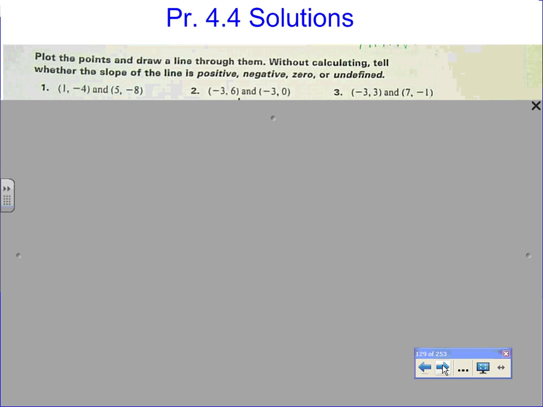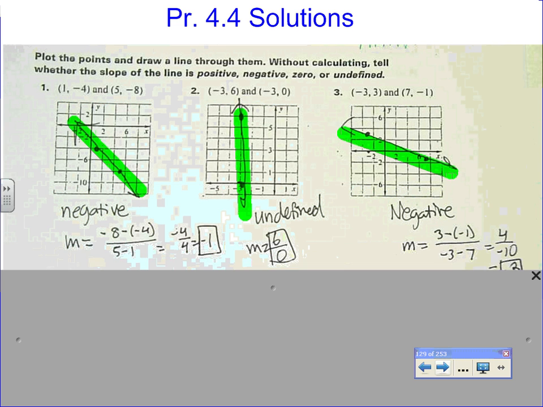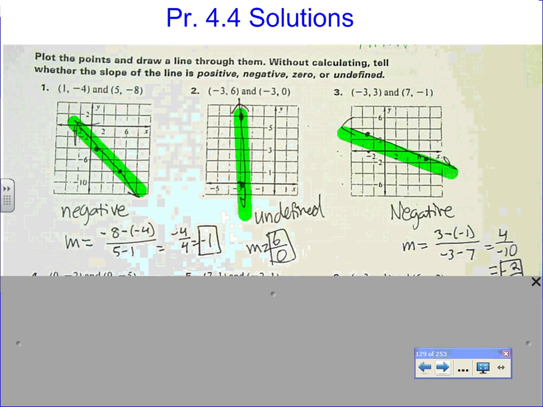David, number 1. Good. Greta, number 2. Good. Shane, number 3. So negative. Good. So here's our graphs for 1, 2, and 3. These things should be positive points and connected them. You need to be able to determine whether it's positive, negative, 0, or undefined, and to find slope from the formula.